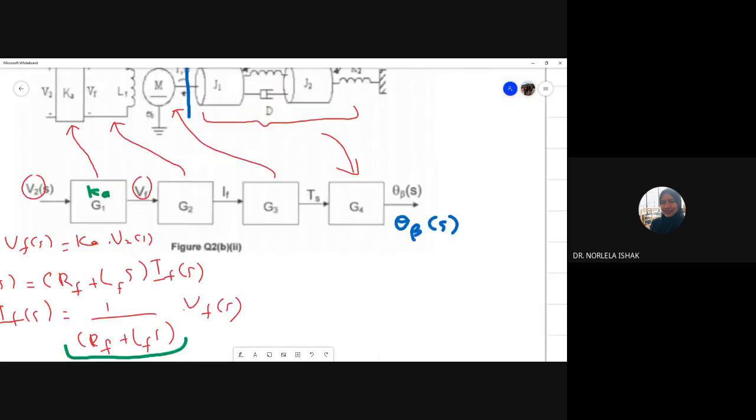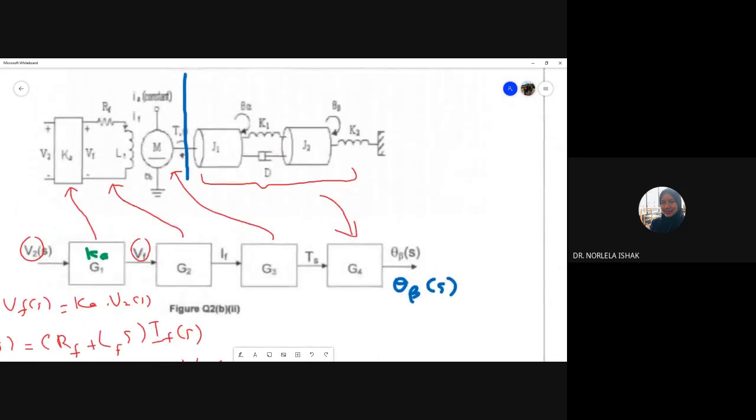Okay, how about gain number 3? What equation for gain number 3? Torque proportional with the IF. Okay, so torque equal to Km IF. So here dekat sini adalah Km.